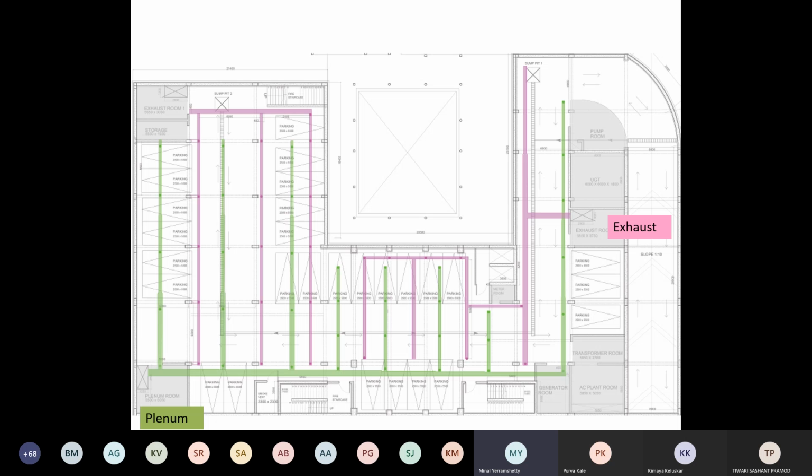So obviously, how will you name the bay? You have already done your working drawing, so you have given the grid lines, na? A B C D 1 2 3 4. So based on those, or you name your own. आप अपना भी nomenclature लगा सकते हो. You can start from A1, A2, A3, A4, B1, B2, B3, B4. So something like that.